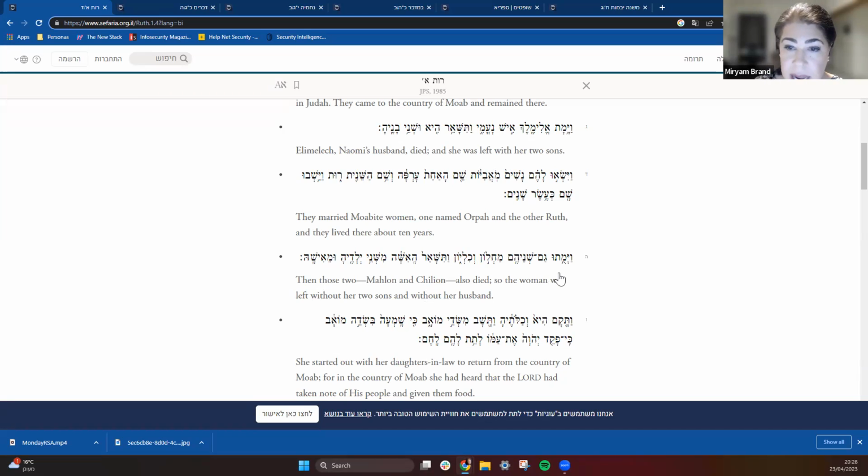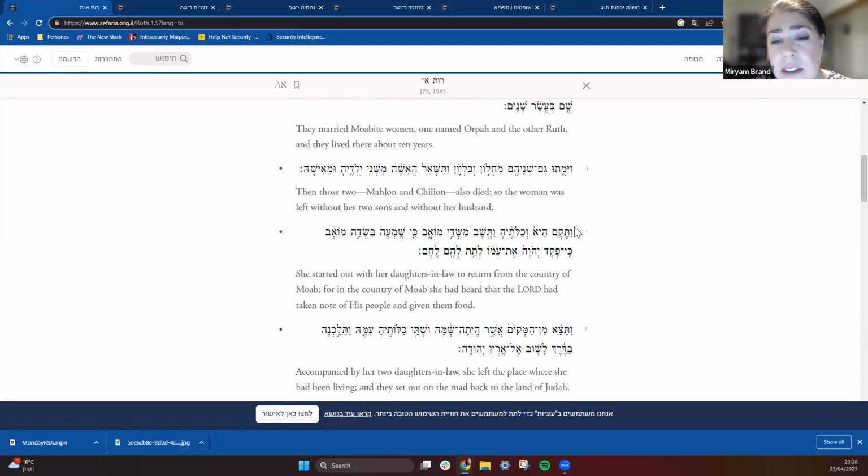Okay, I'm going to read the verse again. And both of them died. It doesn't just say Machlon and Chilion died. And both of them also died, Machlon and Chilion. And the woman remained without her two little boys and her husband. I translated that on purpose because you usually don't call a grown man a yeled, a child, right? But it's to emphasize this tragedy. She has lost her husband and her two children, and here she is in a farmland, okay?